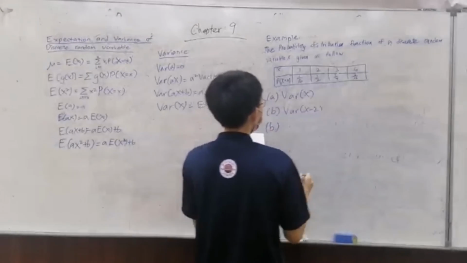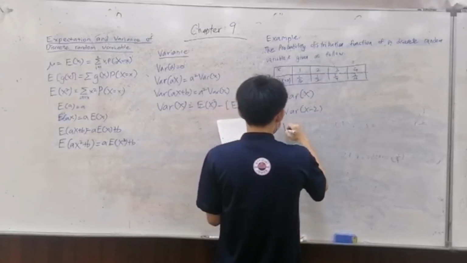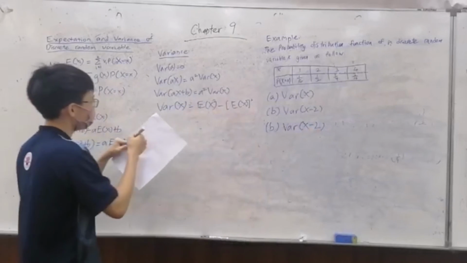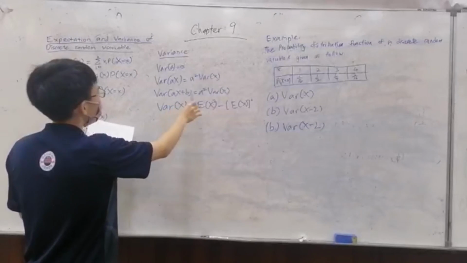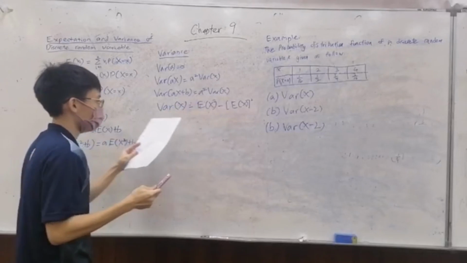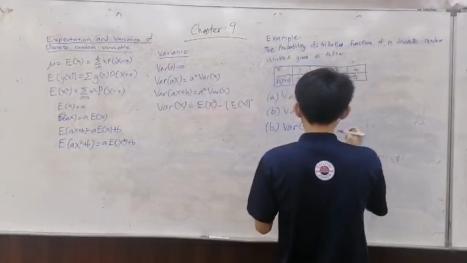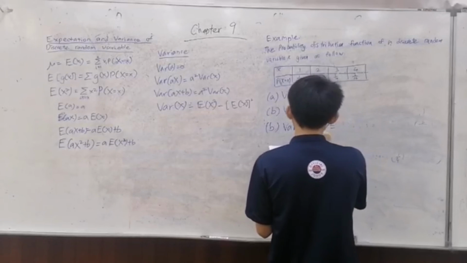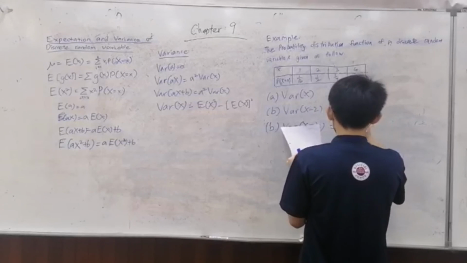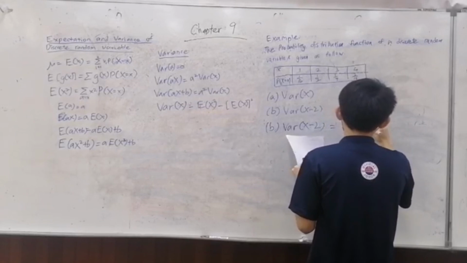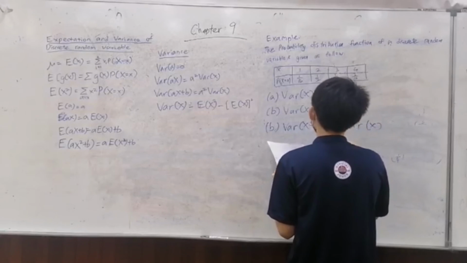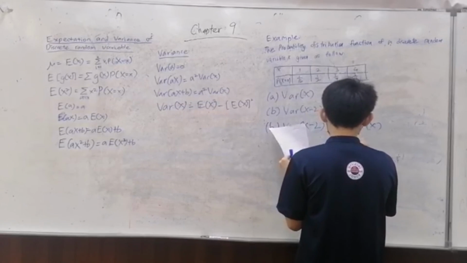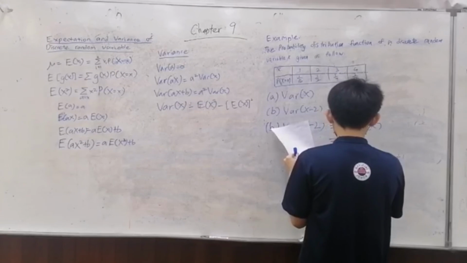Question B, find the variance of X minus 1. To find the variance of X minus 1, we use the formula. So we can get the variance of X minus 2 is the variance of X, and then the variance of X is 1 times 1 divided by 256.